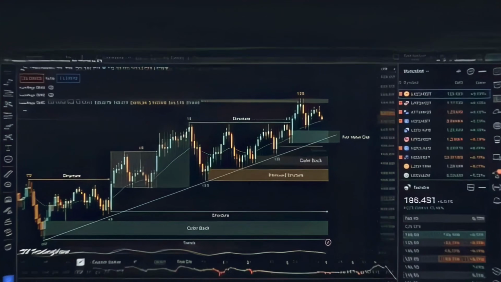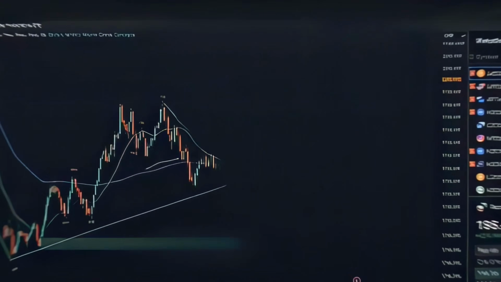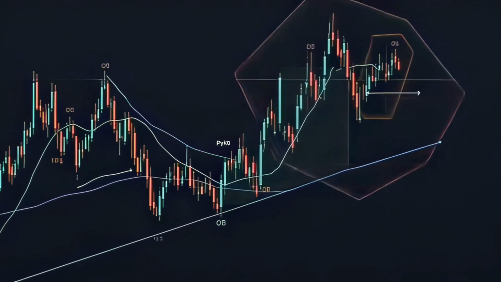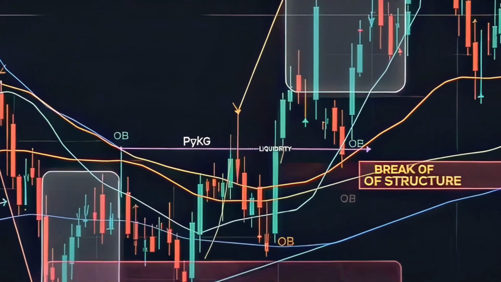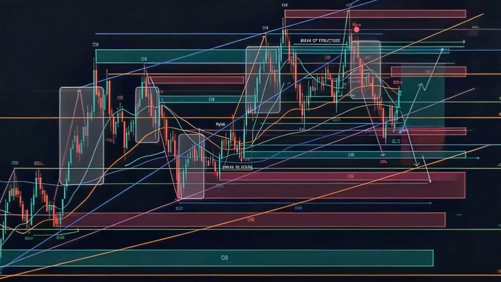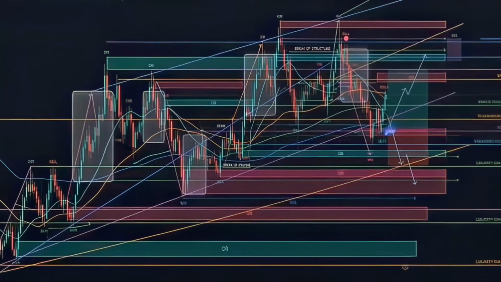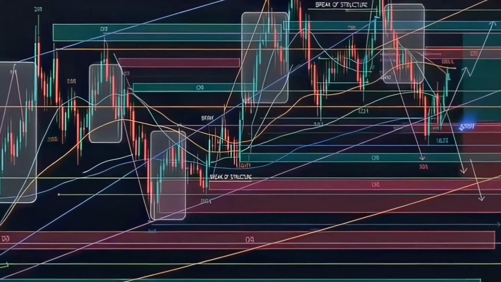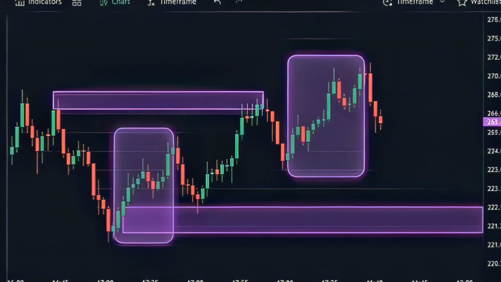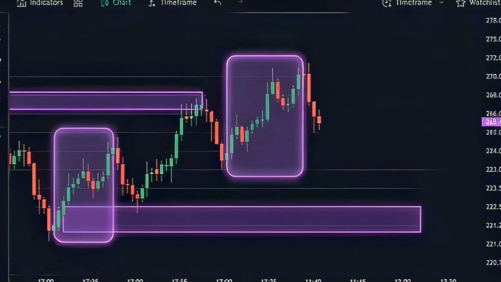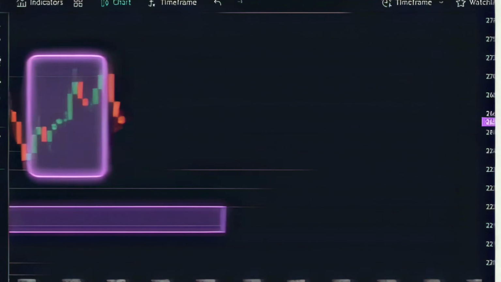The LuxAlgo Smart Money Concepts Indicator is one of the most used tools on all of TradingView, and it is completely free. But most people add it to a chart, see a wall of boxes, labels, and colored lines appear all at once, get overwhelmed, and switch it straight back off. That is a genuine shame, because underneath that clutter is one of the clearest maps you can get of where institutional traders are likely active.